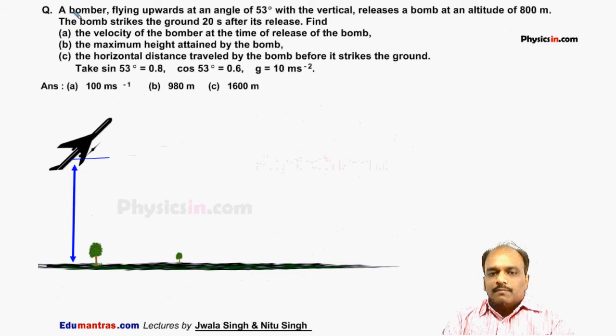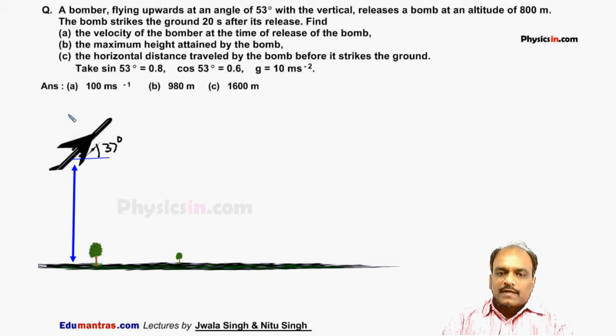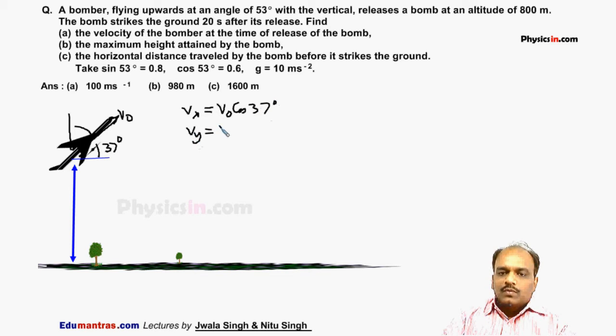Now third question. A bomber flying upward at an angle of 53 degree with the vertical. So this angle is 37 degree. If this angle is 53, so this angle is 37. Let the bomber be moving with a speed of v naught. So we can say Vx is equal to V naught cos 37 degree and Vy is equal to V naught sin 37 degree. This is the velocity of the bomber along x-axis and y-axis when the bomb is being dropped.